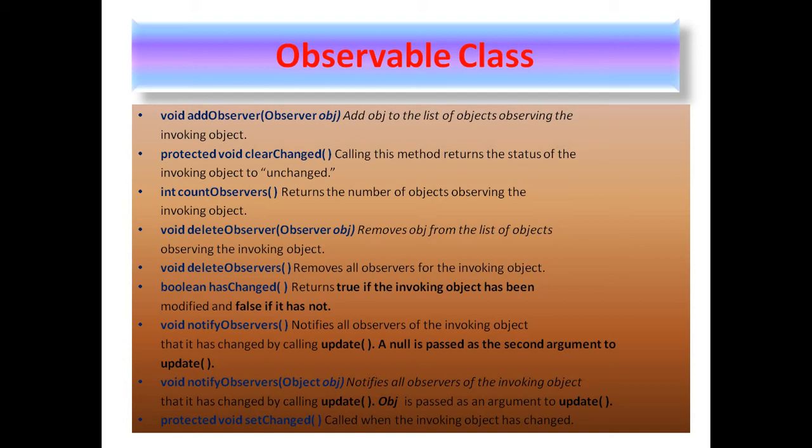And then set changed is called when the invoking object has changed. You need to use the set changed method when there are any changes in the invoking object. So we're going to call two methods in the invoking object: set changed and notify observers with a parameter. All right, so let's get into the program. I will show you how it works in real-world programming.